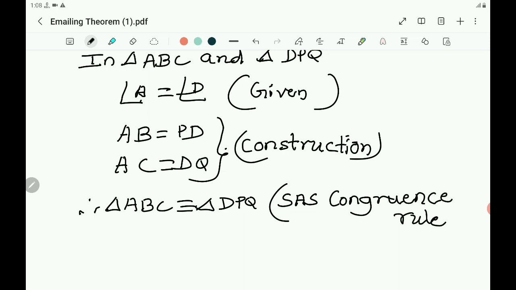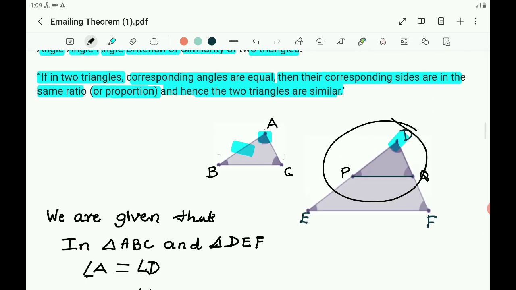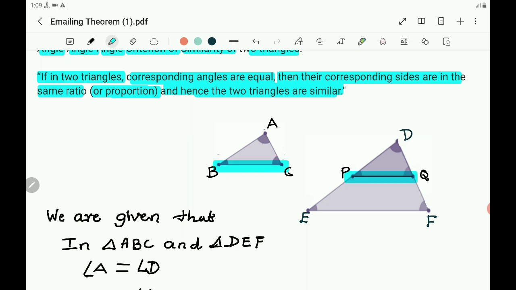Once you get that two triangles are congruent, all the corresponding parts become equal. Then you can write the remaining equal parts here. Here you got that two triangles are congruent by using three equal parts. Next the remaining three parts also become equal. So which are the remaining parts here? Here you will get that BC equals PQ, angle B equals angle DPQ, and angle C equals angle DQP.